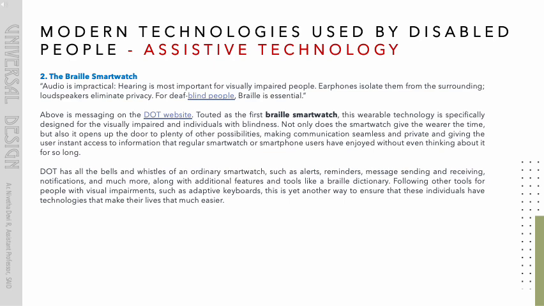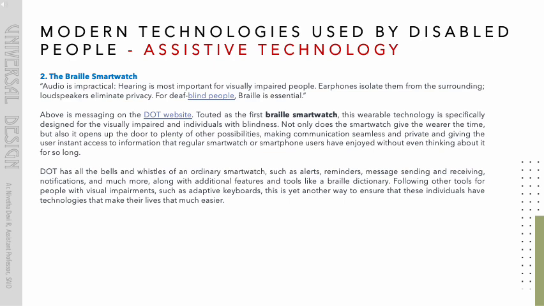Touted as the first Braille smartwatch, this wearable technology is specifically designed for the visually impaired and individuals with blindness. Not only does the smartwatch give the wearer the time, but also it opens up the door to plenty of other possibilities, making communication seamless and private and giving the user instant access to information that regular smartwatch or smartphone users have enjoyed without even thinking about it for so long.